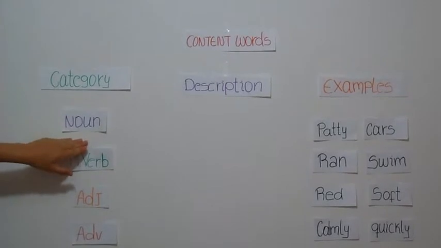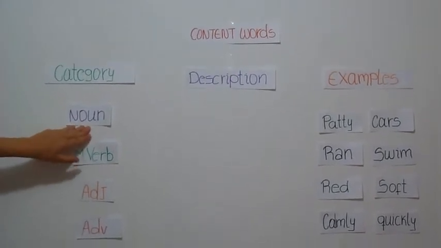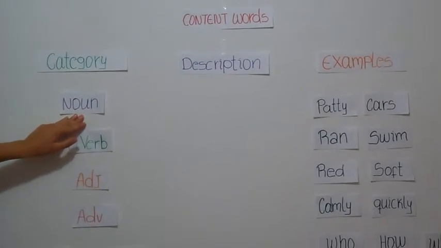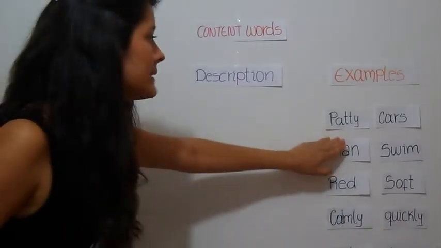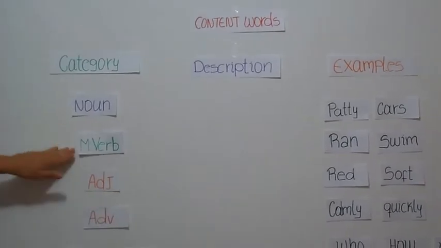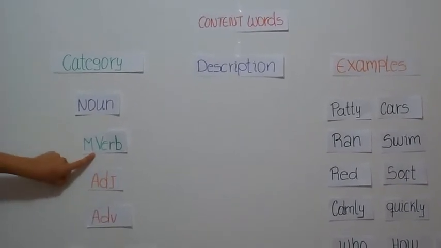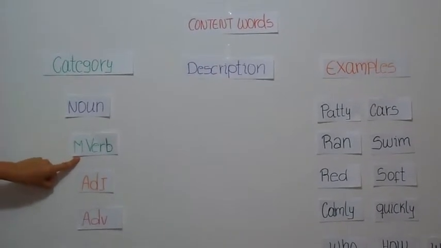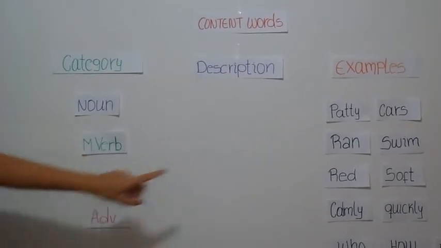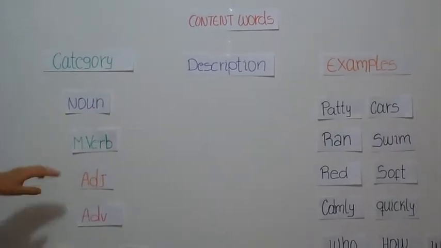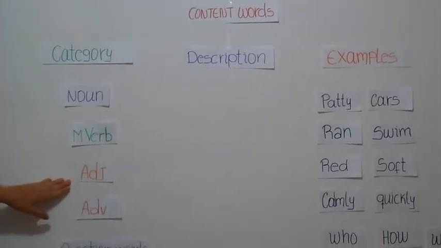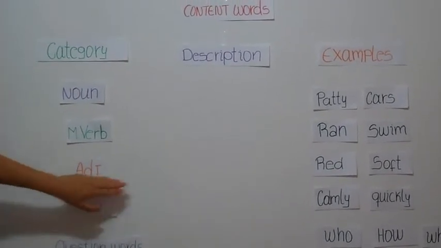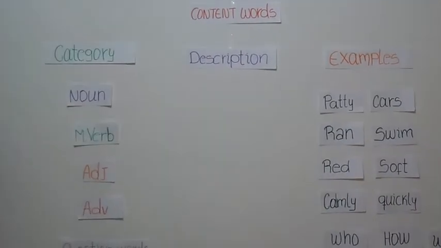The first category is noun, and noun describes the name of people, places, things, and some ideas. For example, party and cars. The next category is main verb, and it is also called lexical verb because it has a meaning by itself. For example, rain and swim. The next category is adjectives, and those words describe a noun. For example, red and soft.